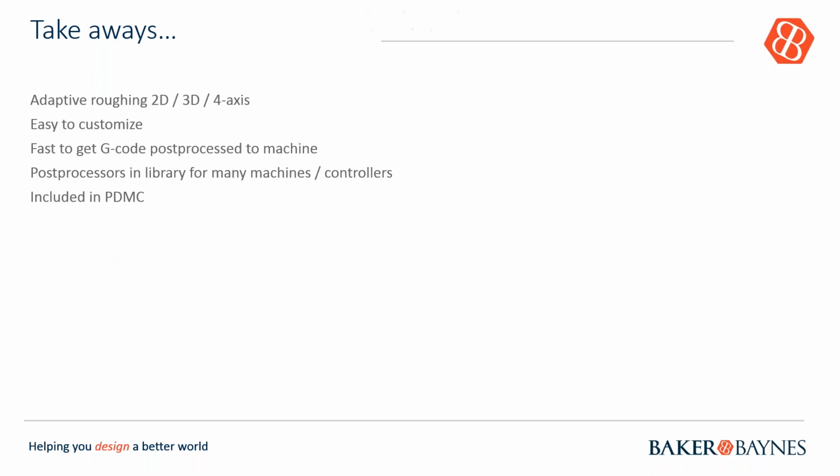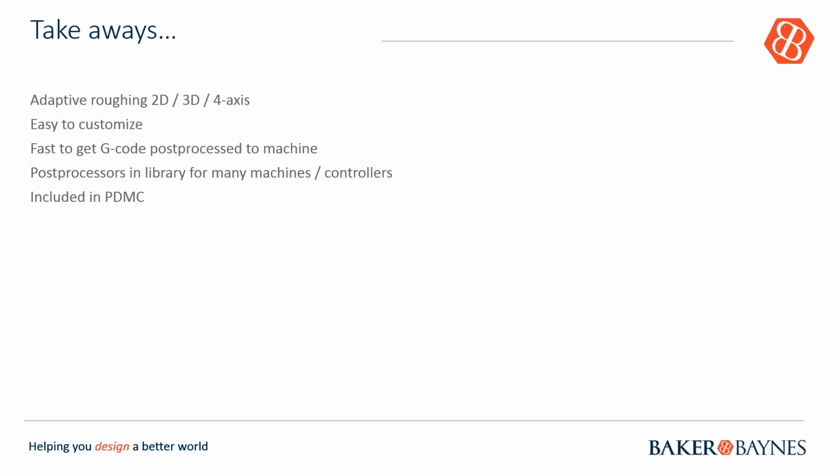So looking at the takeaways from the session, we've discussed adaptive roughing, 2D and 3D, and we looked at some 4-axis operations as well that could be done. Notice that it's quite easy to customize your machining operation. You could do some edits, some changes to it. There are duplicate methods, so you duplicate the machining operation and make some changes to that. It allows you to speed up the process, and you're not doing the same operations twice.